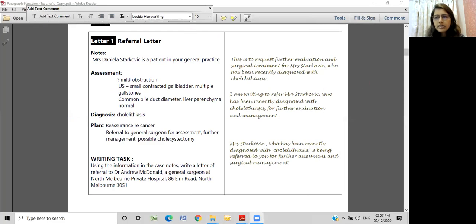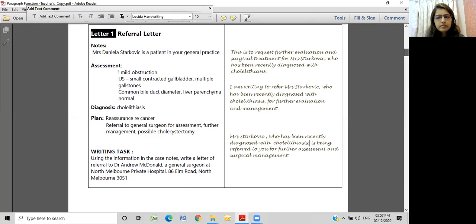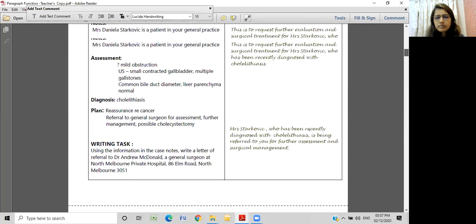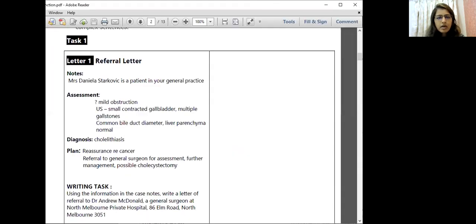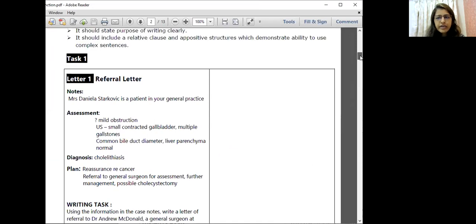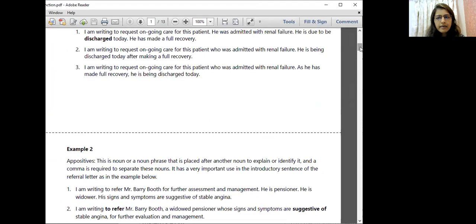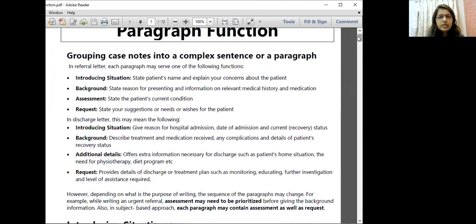Okay, so now let us look at another task. We are still on introducing situation. And if I show it to you once again here, because now we are moving on to the discharge summary. As you can see in the discharge summary, while writing the introducing situation paragraph, you must include the reason for admission, date of admission, their current status, and obviously the request.